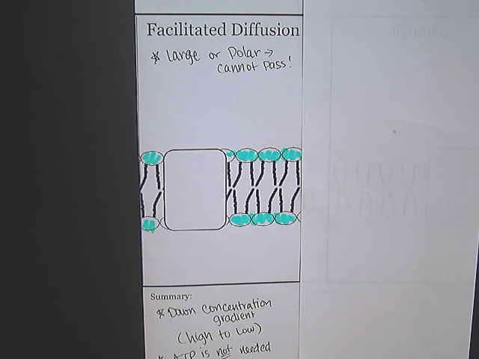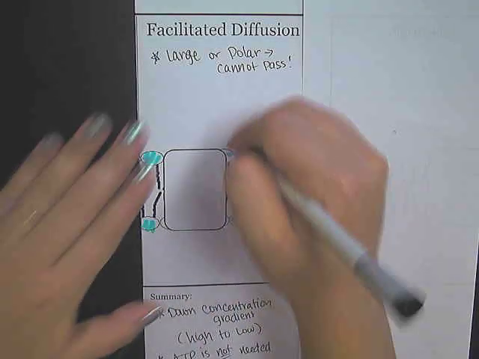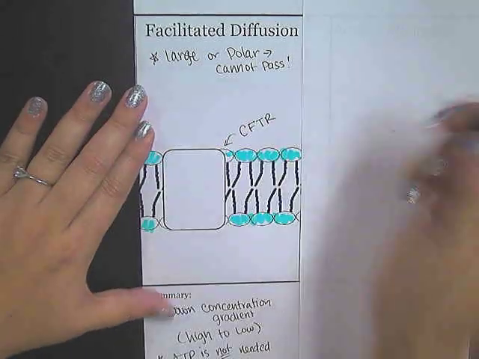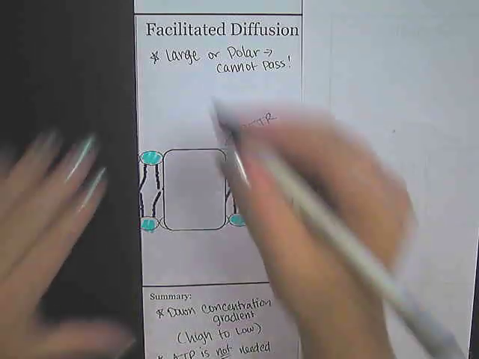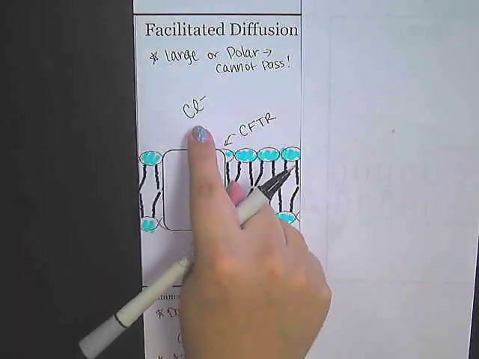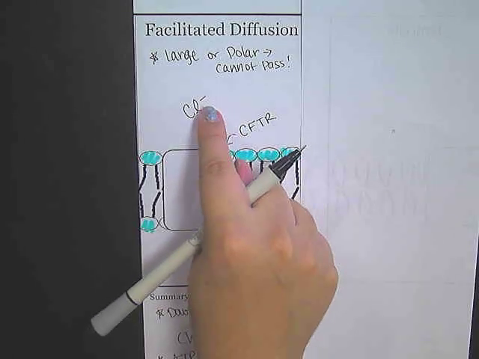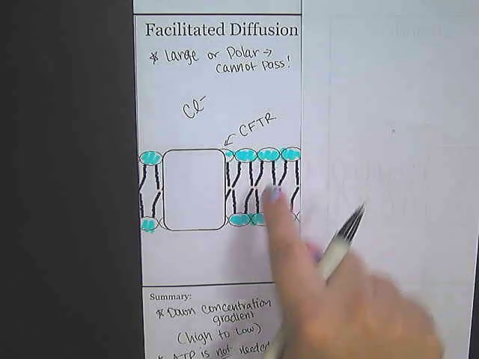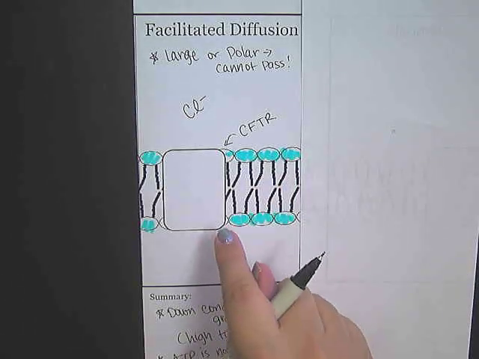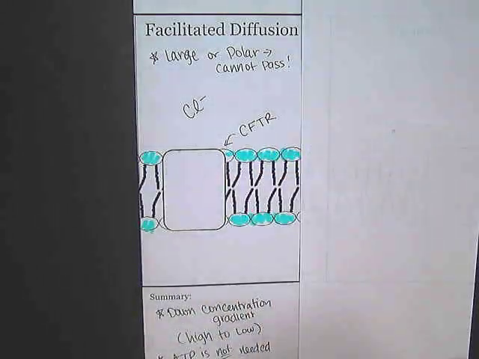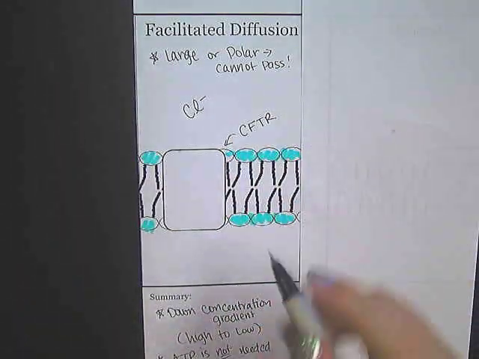The example that I'm going to give you is a specific channel. And this specific channel is called CFTR. So CFTR is a channel that is going to be specific to the ion chlorine. So chlorine is small because it's an element. However, you'll see that it's got the charge there, so it's not going to be able to pass through the membrane.